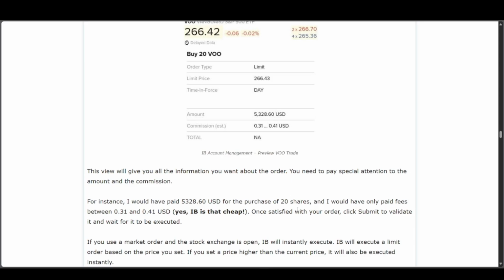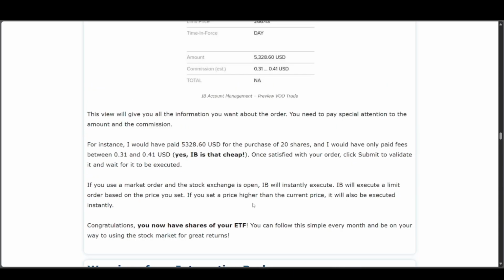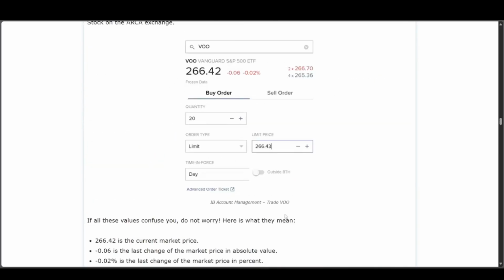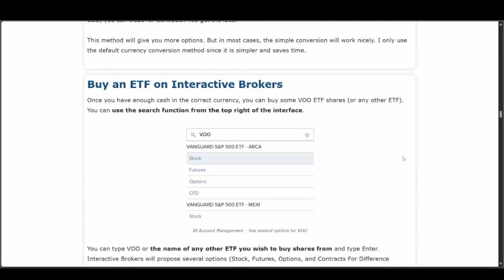Once satisfied with your order, click submit to validate it and wait for it to be executed. If you use a market order and the stock exchange is open, IB will instantly execute. IB will execute a limit order based on the price you set, and if you set a price higher than the current price, it will also be executed instantly. Then that's pretty much it. You now have shares of your ETF, and you can follow this simple process in order to buy an ETF on Interactive Brokers.